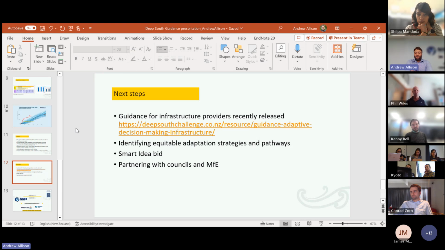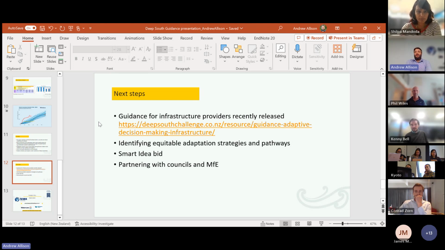So as I say, our project just finished about 2-3 weeks ago, and I believe 2 days ago, our guidance for infrastructure providers was released. So that's the link there, and that is effectively a way of implementing or applying this process that fits within the Ministry for the Environment's 10-step planning cycle for any kind of coastal or low-lying infrastructure.